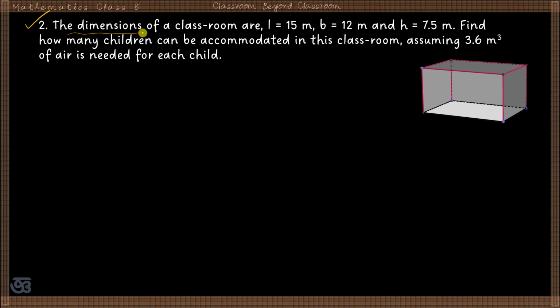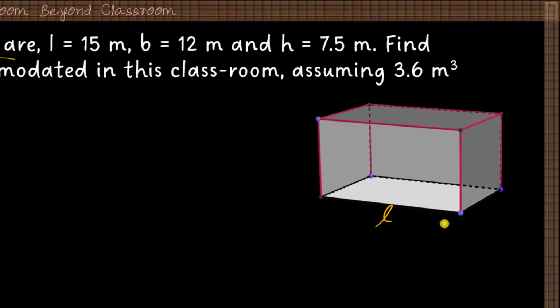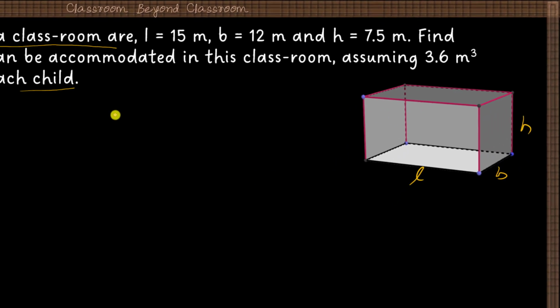Question number 2. The dimensions of a classroom are L equal to 15 meter, B 12 meter, H 7.5 meter. Find how many children can be accommodated in this classroom, assuming 3.6 meter cube of air is needed for each child. So the dimensions of the classroom are L, B and H, length, breadth and height.